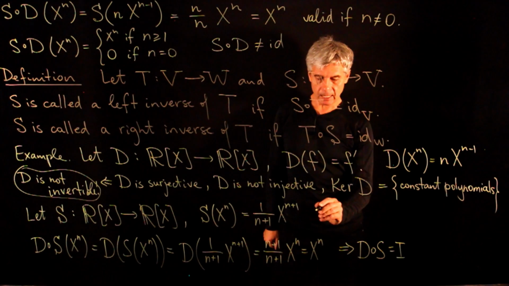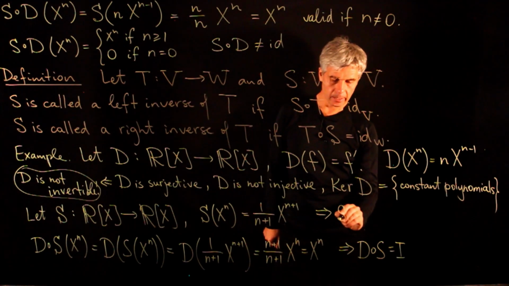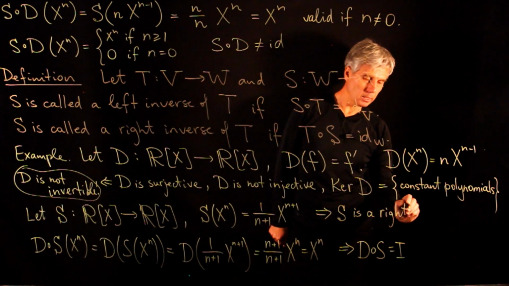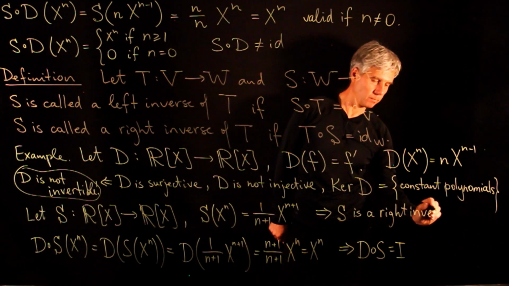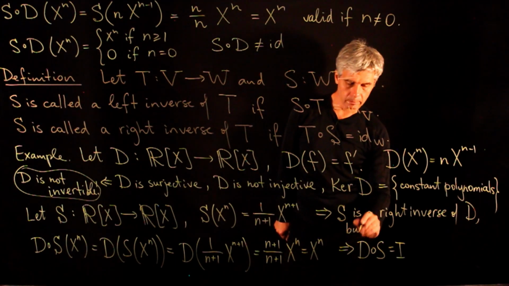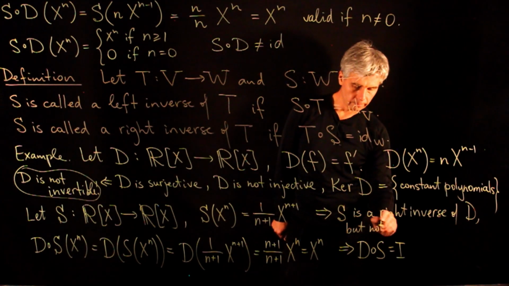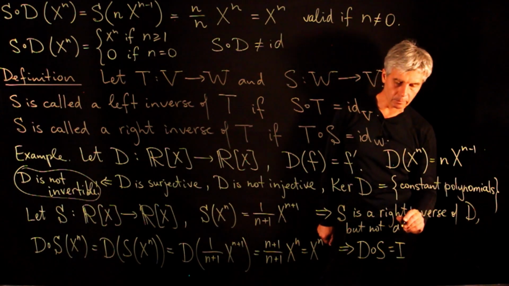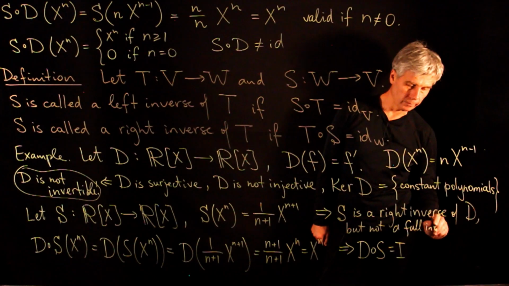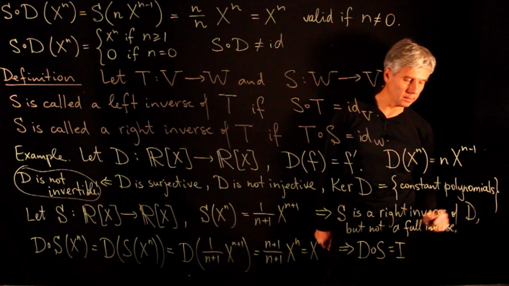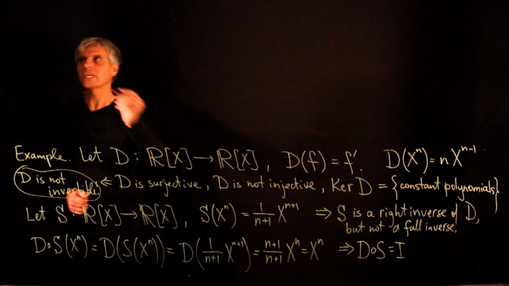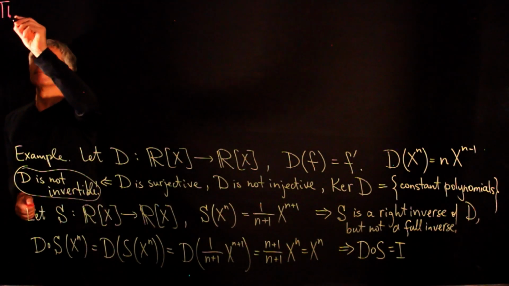So this means that S is a right inverse of D, but not a left inverse or a full inverse. And D does not have an inverse because it's not bijective. So let us state the following theorem.